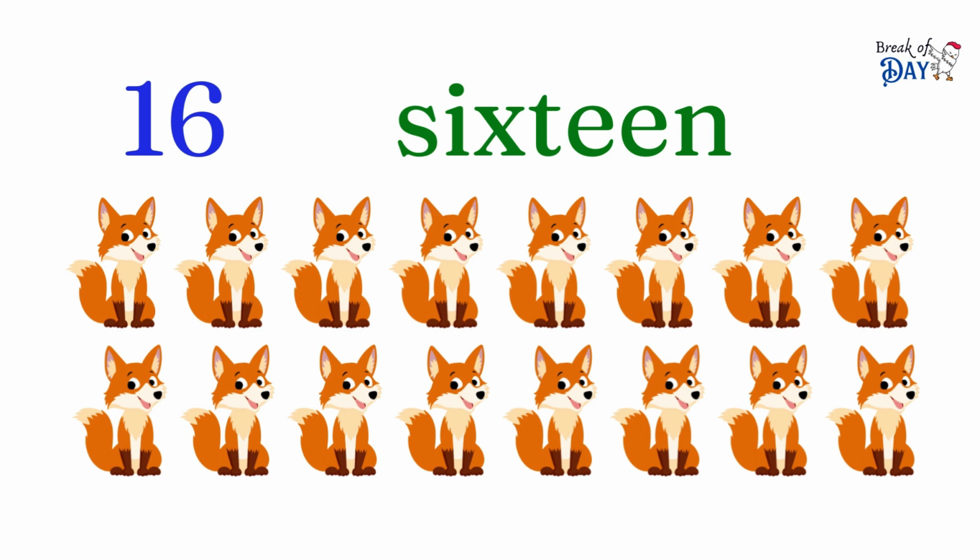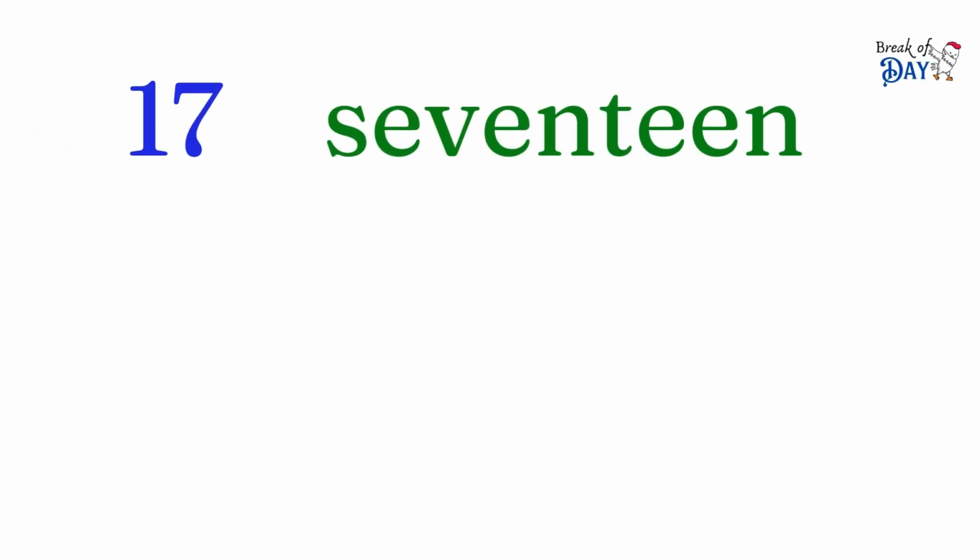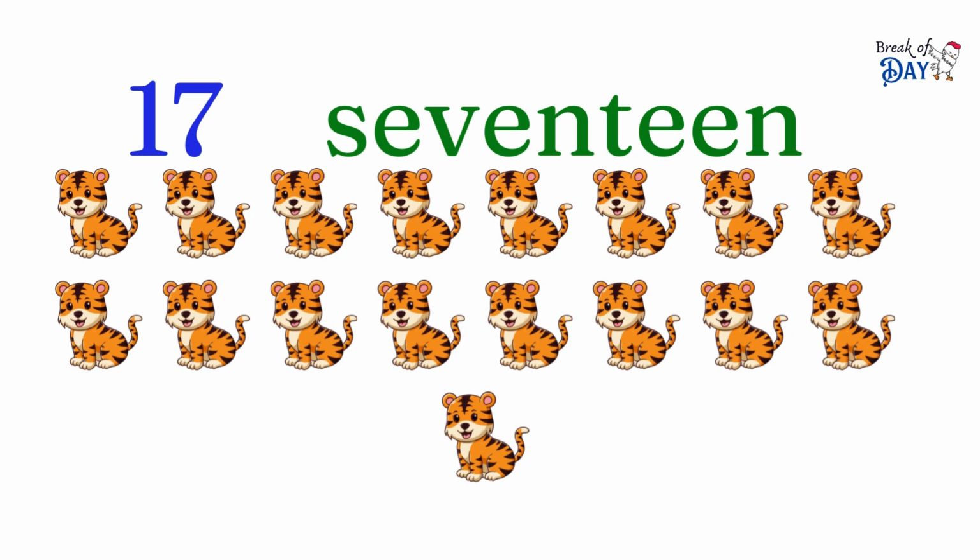How many foxes are there? You can count with me. Okay? Start. 1, 2, 3, 4, 5, 6, 7, 8, 9, 10, 11, 12, 13, 14, 15, 16. How many foxes here? Yes, there are 16 foxes here. Very good. Next one is number 17. S-E-V-E-N-T-E-E-N, 17. Now you can see the tigers here.